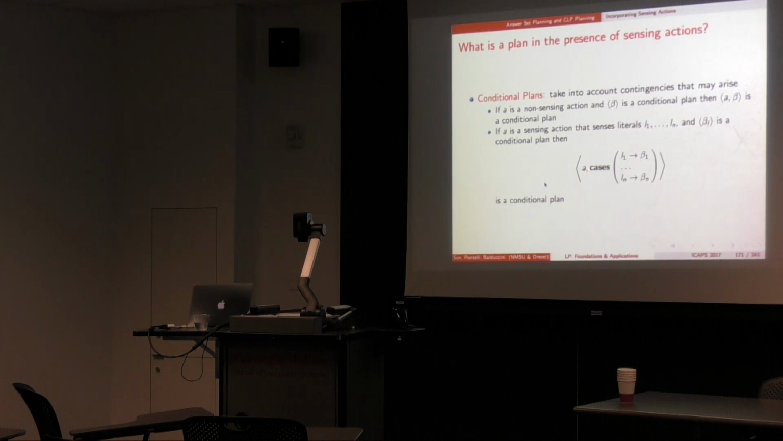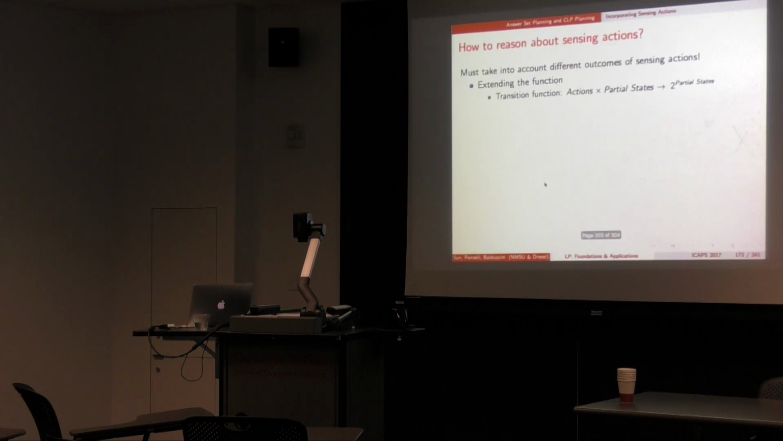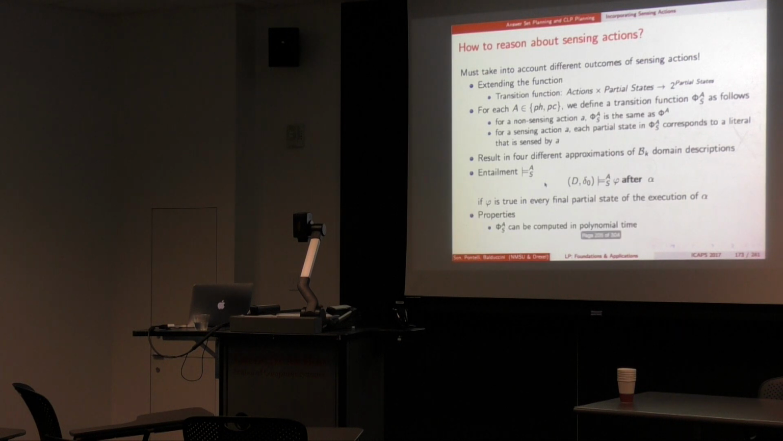So if I have a sensing action A that determines the value of L1 to Ln, then after the execution of A, we could have the cases. So there is a switch here: if it is true, then we execute that one, and so on. We basically extend the definition of approximation semantics to the case of the action theory with sensing actions, and we implemented it in exactly the same fashion as we have done before.